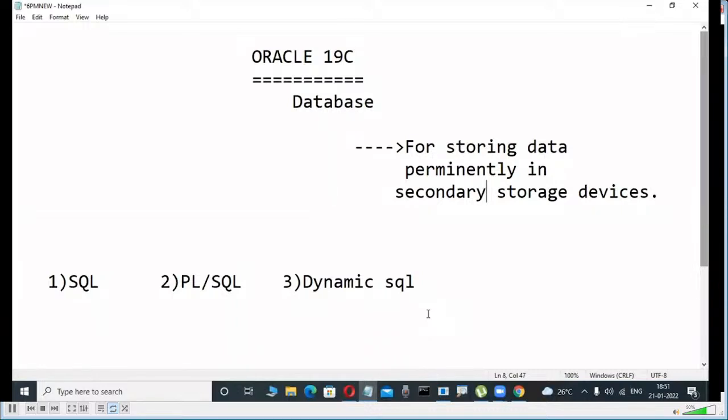Batch timing is 6 to 7, but up to some stage only 6 to 7. If anybody is interested to attend another demo, regular sessions mean morning batches are there: 7 to 8, 8 to 9, 9 to 10, 10 to 11, something like that. And also 4 or 5 evening batches.